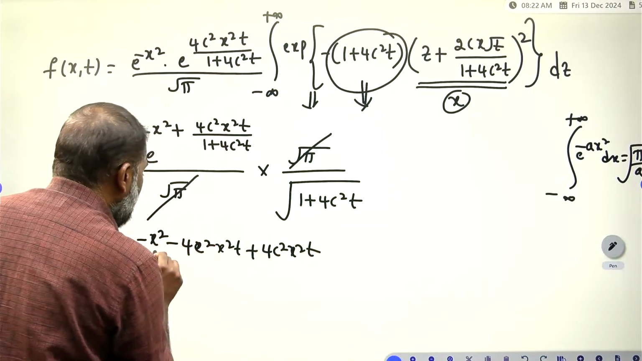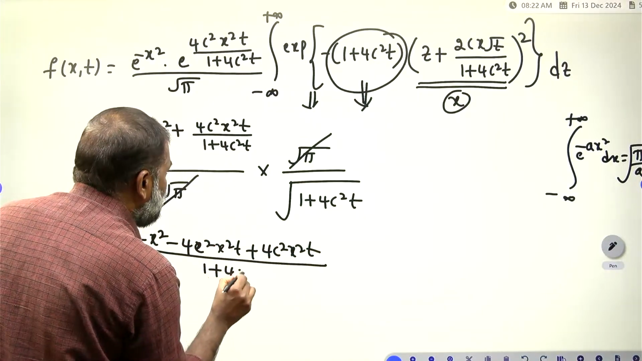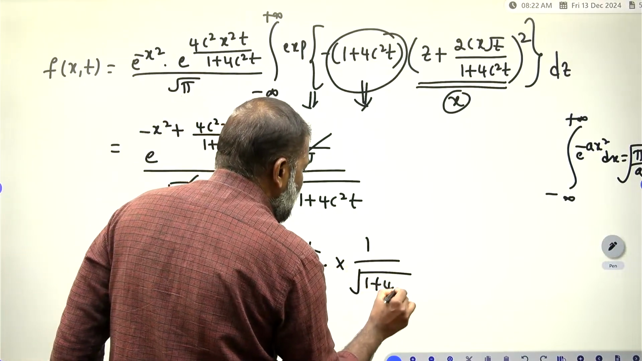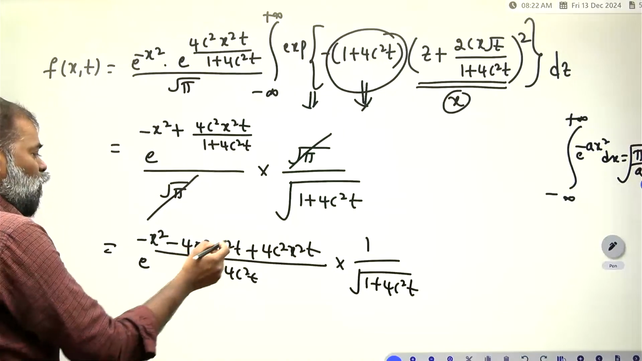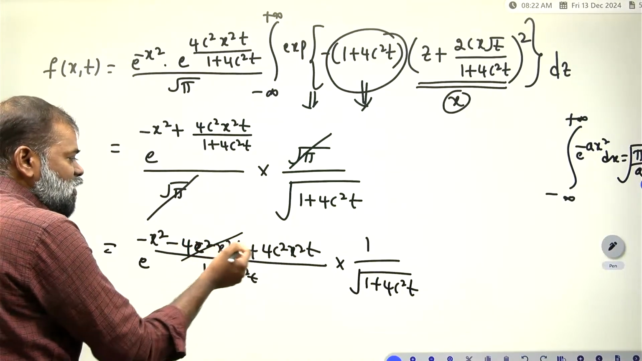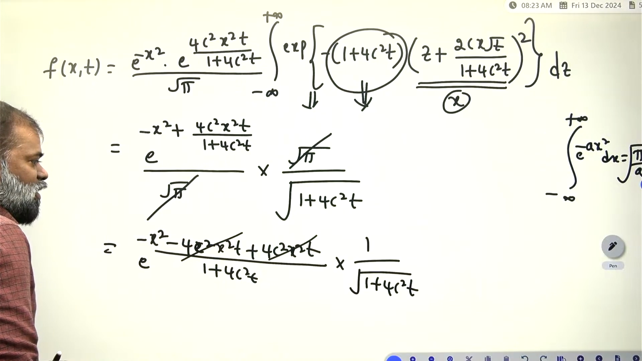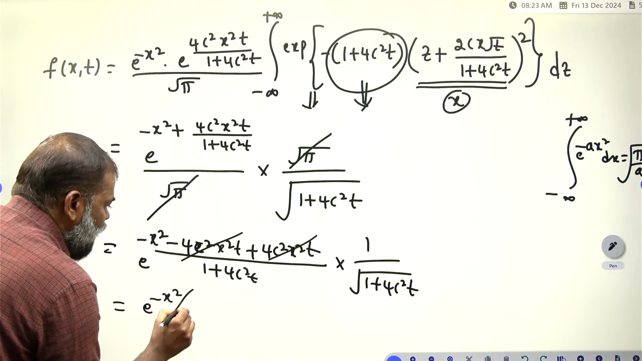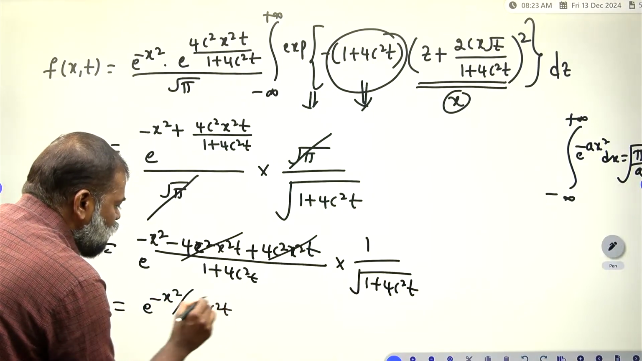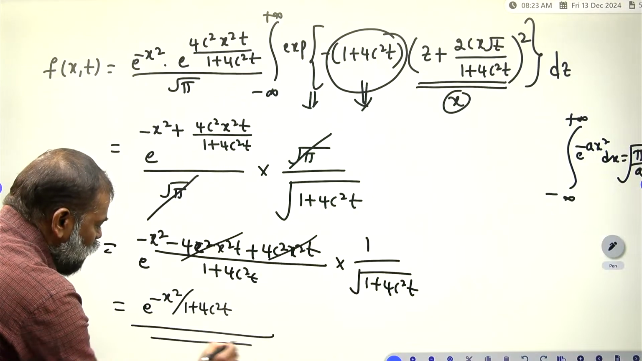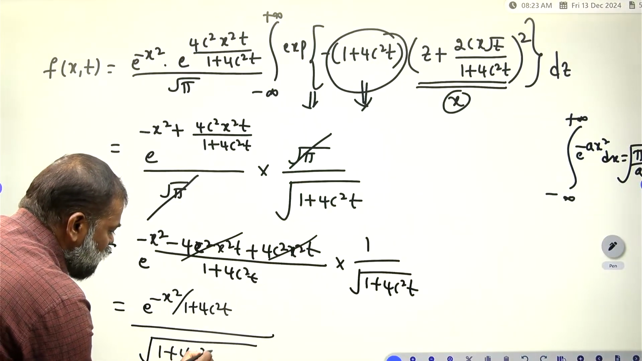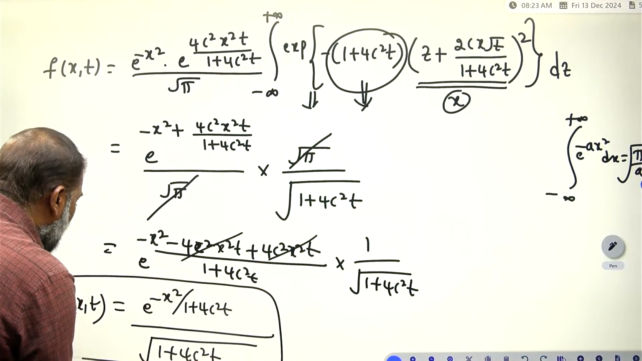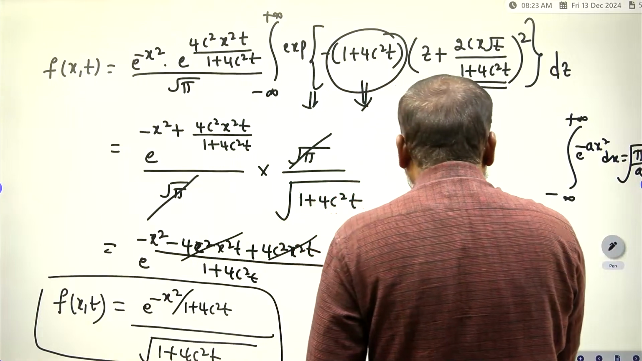4c square x square into t, divided by 1 plus 4c square t, into 1 by square root of 1 plus 4c square into t. So 1 plus 4c square x square into t minus c square x square into t gets cancelled. Therefore, e to the power of minus x square divided by 1 plus 4c square into t, divided by square root of 1 plus 4c square into t, which is equal to f of x comma t. But what is the c square value we consider?